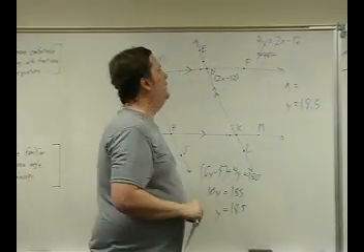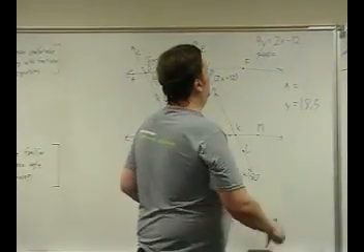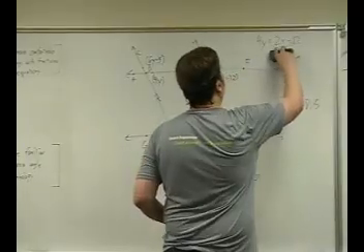Just take my word for it. 4y equals 740. And now I'm going to solve through for x. So 752 equals 2x.